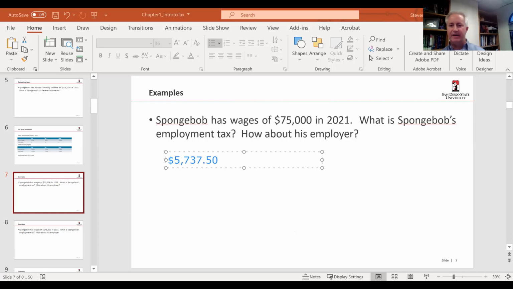So that was really easy because we were below the FICA cap. So in a way, we can just apply the 6.2 and the 1.45 for each, the employee and the employer. They're both going to pay the same amount. The employee is going to pay $5,737.50. The employer is going to pay $5,737.50. Pretty straightforward. Thank you, Olivia. I appreciate that. Any questions about that calculation?